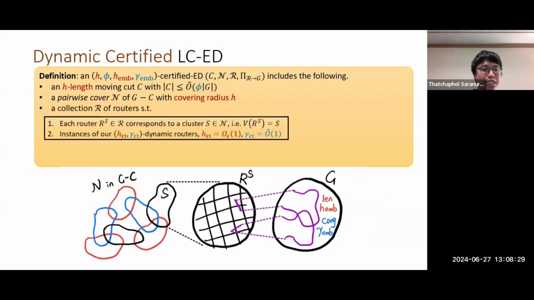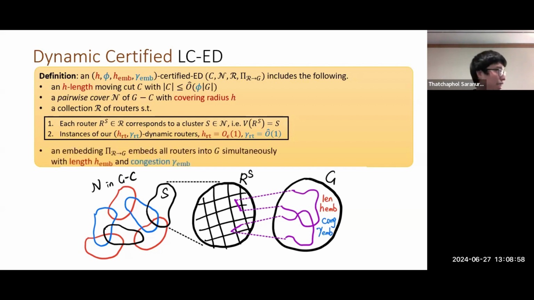And then for each cluster S in the pairwise cover, we associate a router R. So basically the router should have the same vertex set as the cluster. And another important thing is that this router is an instance of our dynamic router, so that we can maintain this kind of thing efficiently. And the last thing is an embedding that can simultaneously embed all the routers into the original graph G with length H embed and congestion gamma embed.